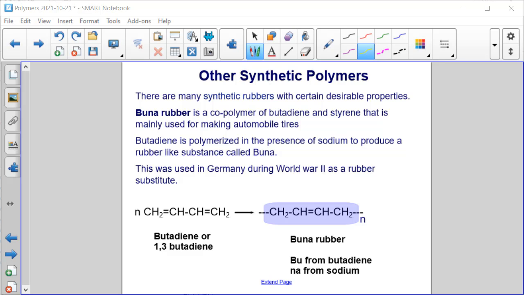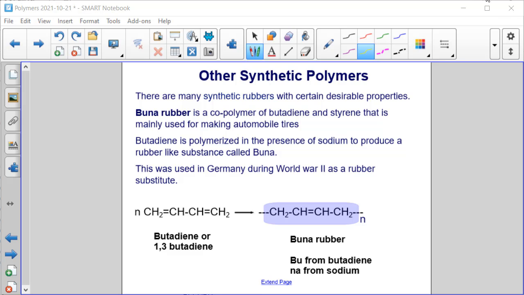Let's talk now about some other synthetic polymers. There are many synthetic rubbers with certain desirable properties. Buna Rubber is a copolymer of butadiene and styrene that is mainly used for making automobile tires. Butadiene is polymerized in the presence of sodium to produce a rubber-like substance called Buna. This was used in Germany during World War II as a rubber substitute.